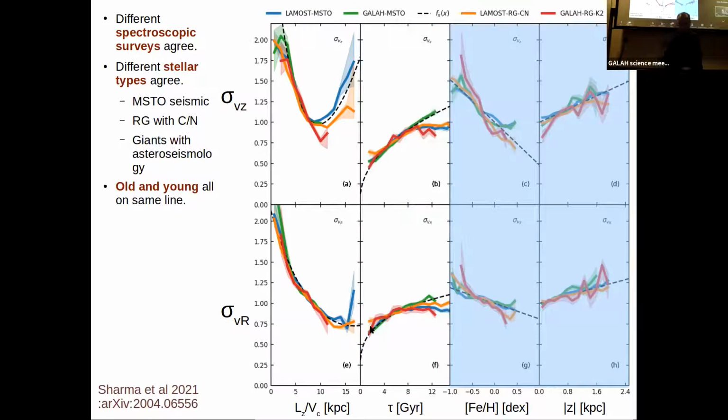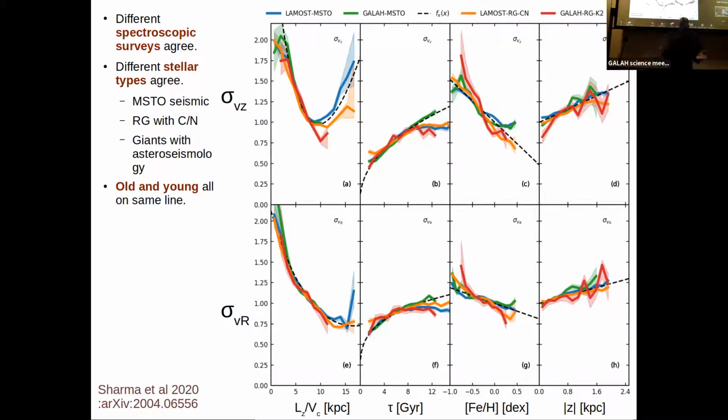Now with age, you see in general a power-law rise. The black lines here are analytical fits that are used in the model. And of course, the slope is larger for VZ. Then with [Fe/H], it's a linear fall, and similarly with Z, there's a linear fall. So one thing to note here is that the different surveys and different tracers all give a consistent answer, which is good.